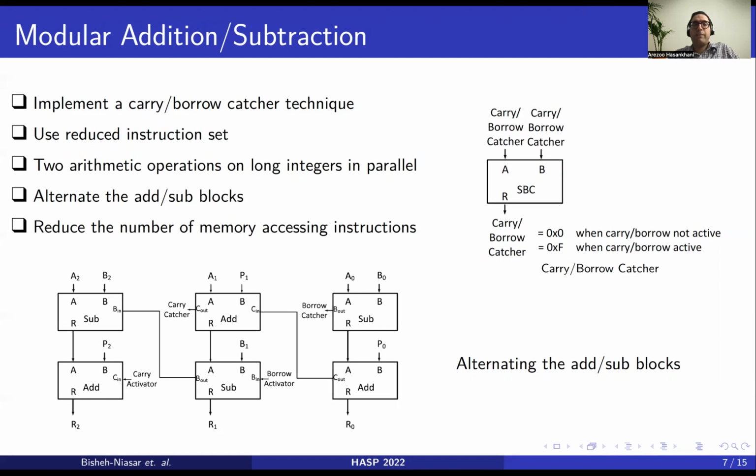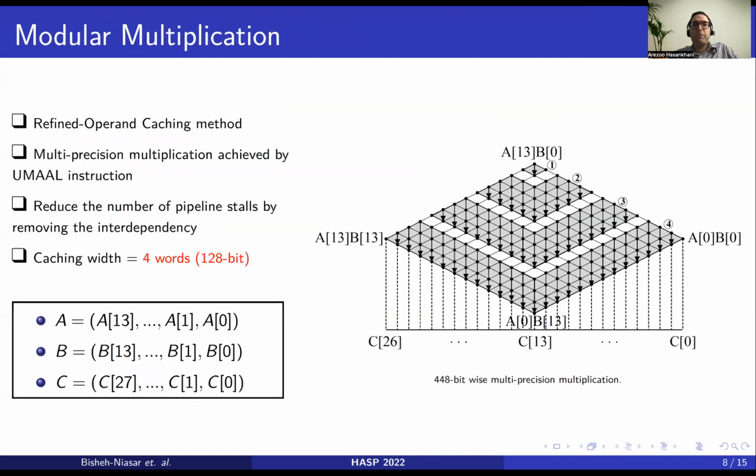We also use the reduced instruction set and perform two arithmetic operations on long integers in parallel to reduce the memory accesses. As you can see here in this figure, using the alternating technique between the add and sub blocks, we can reduce the memory accesses and show the improvement in terms of the performance in our modular addition and subtraction. For implementation of the modular multiplication, we use refined operand catching method.